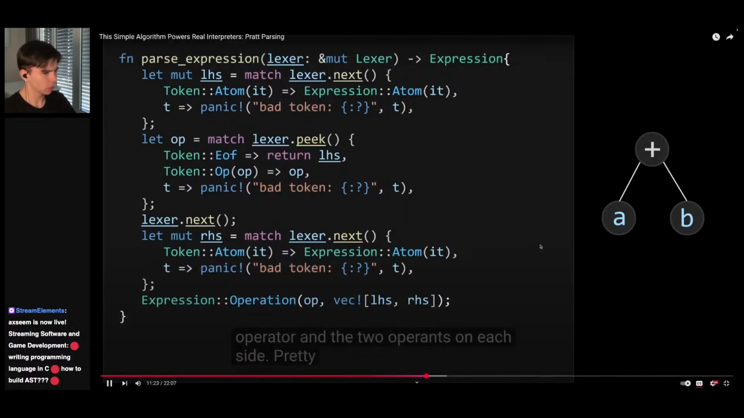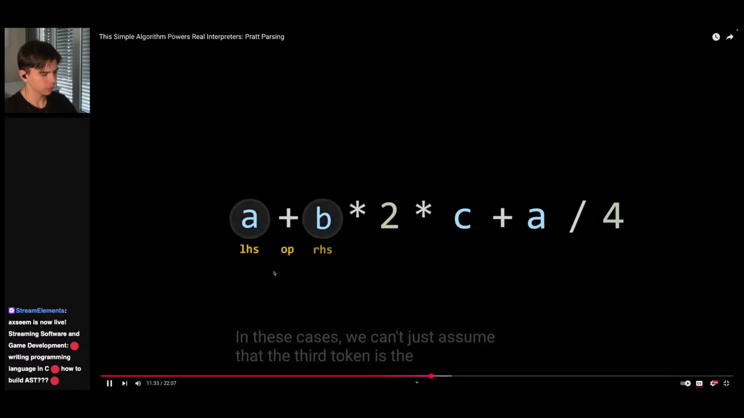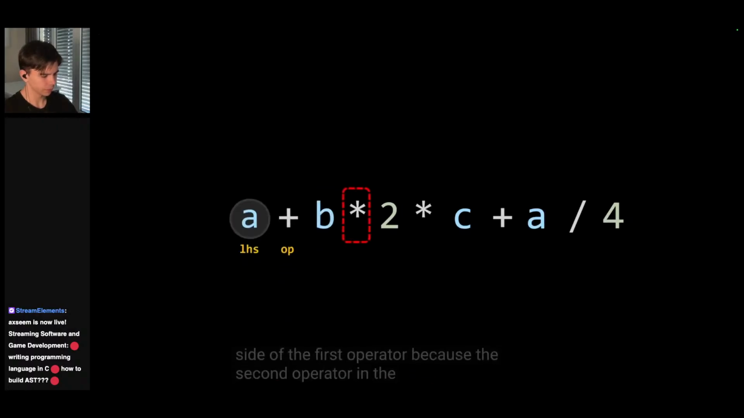Pretty simple, right? Well, things get more interesting when we consider larger expressions. In these cases, we can't just assume that the third token is the right-hand side of the first operator, because the second operator in the sequence might have more binding power.